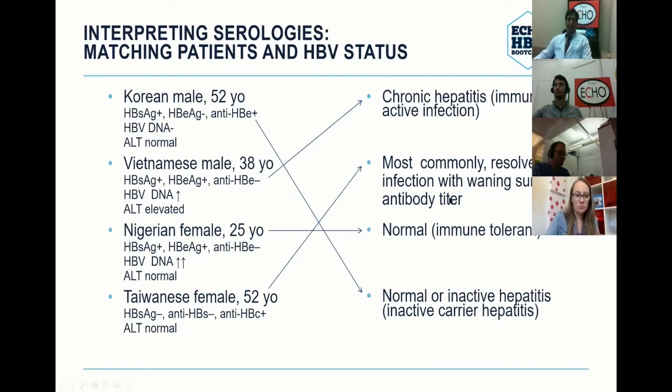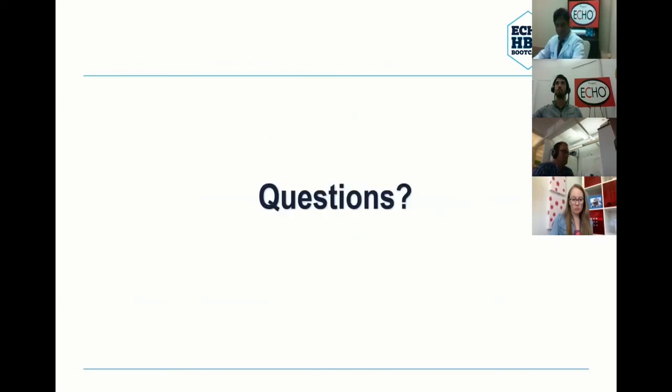And if the surface antibody is negative, you can actually think about giving her a booster for surface with the hepatitis B vaccine and see if she can mount the surface antibody. Right?